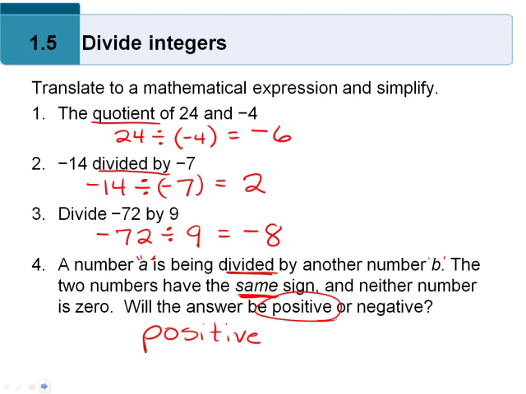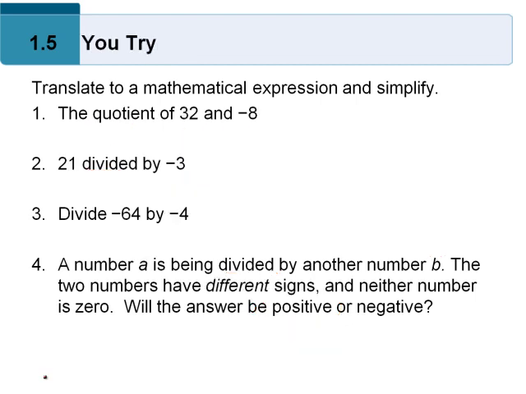So those are good kind of thinking questions. All right, so here's some for you to try. So pause your video, check them out on your own. Number 1, translate to a mathematical expression and simplify. The quotient of 32 and negative 8. So quotient is division. 32 divided by negative 8. The signs are different, so I get a negative 4.